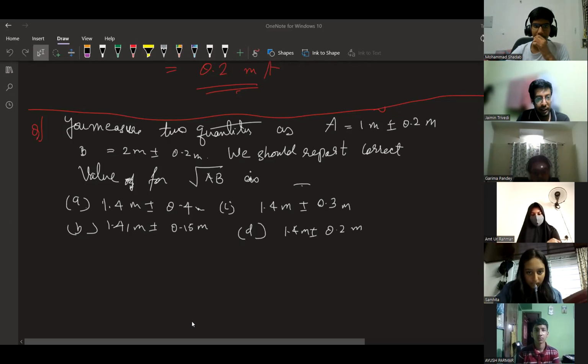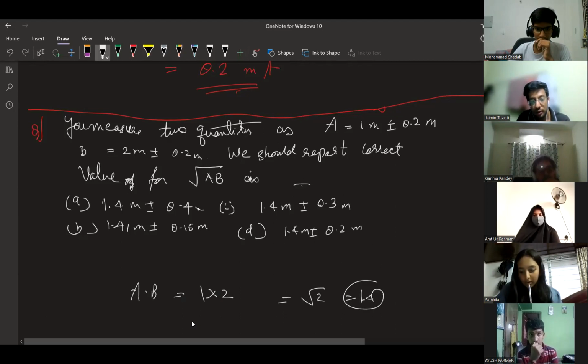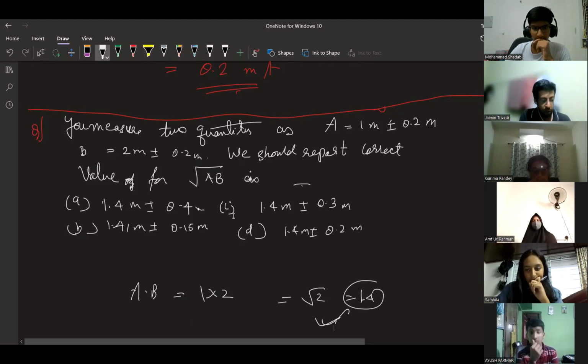See, this is already a multiplication, right? A, B, which is 1 into 2. They both are under root. Yes, sir, I did that and I took root 2 is equal to 2 to the power 1 by 2. Totally, 1.4. Root 2 is 1.4. Okay. Oh, do we have any option like that? Where's the question? Where did it go?